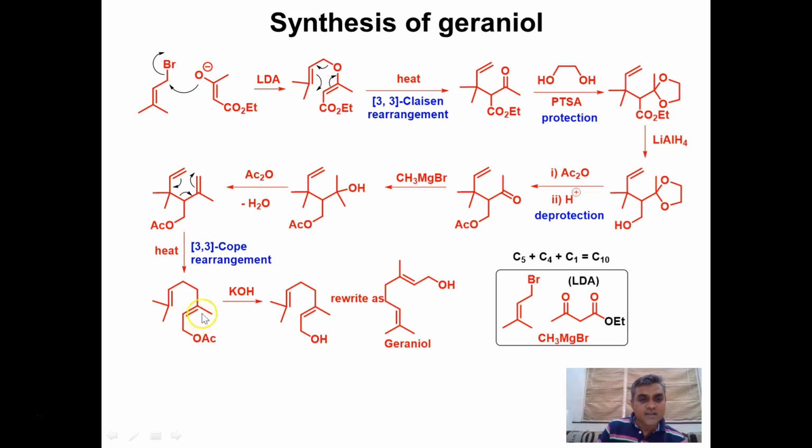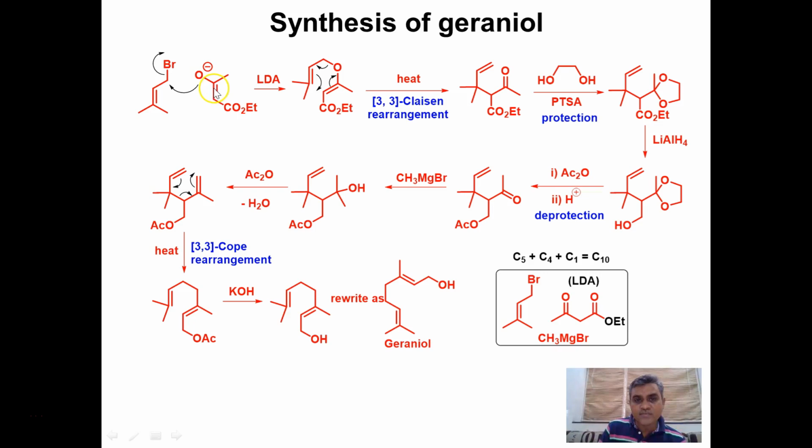We get this product, and on hydrolysis deprotection occurs here, and we get OH here. So this molecule is the geraniol molecule, and we can rewrite it in this format. So in this way, we reach the synthesis of the geraniol molecule using allyl bromide providing 5 carbon atoms, ethyl acetate providing 4 carbon atoms, and methyl magnesium bromide providing 1 carbon atom.